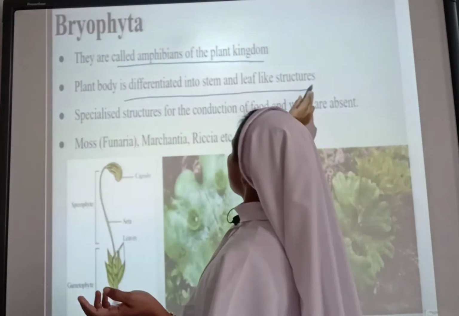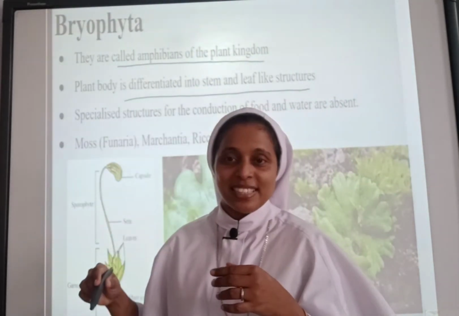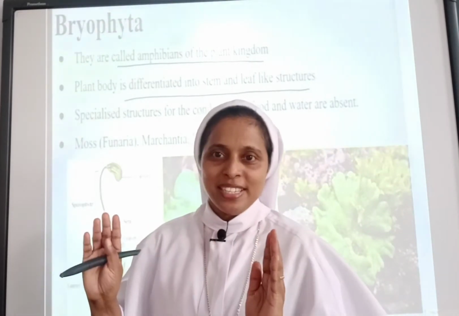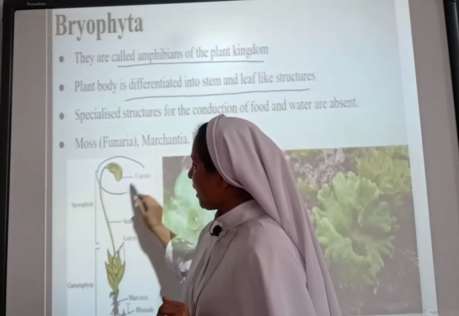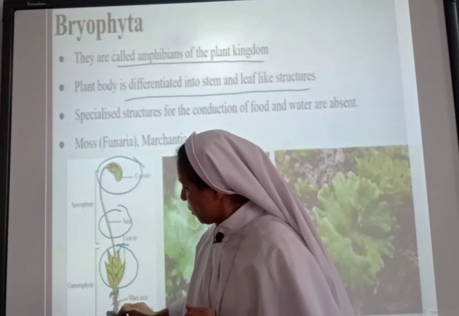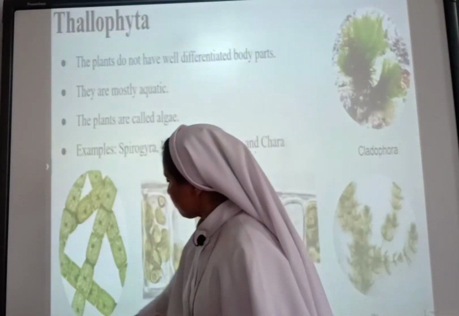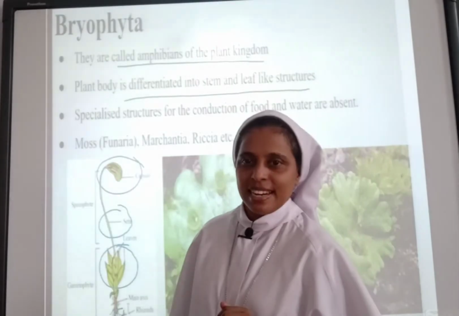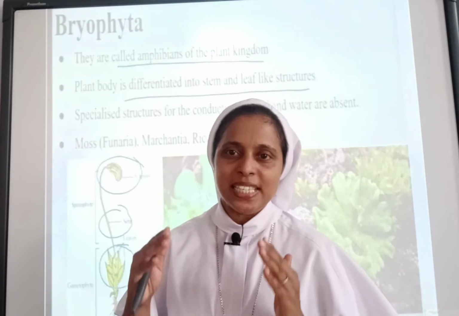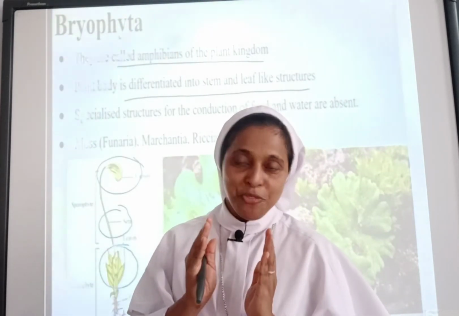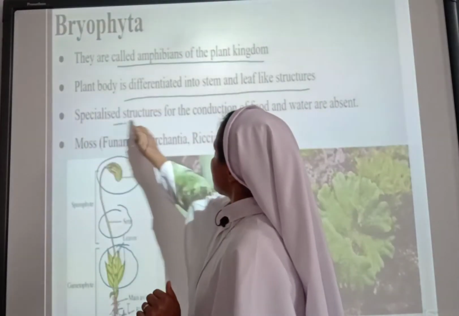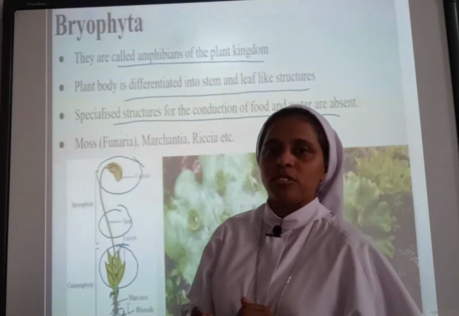Plant body is differentiated into stem and leaf-like structures. In the Thallophyta we have seen it is not differentiated, but here it is differentiated. You can see here a capsule, a stem, a leaf, and the root-like structures. So the second point is that the plant body is differentiated into root-like structures, stem, and leaf-like structures.